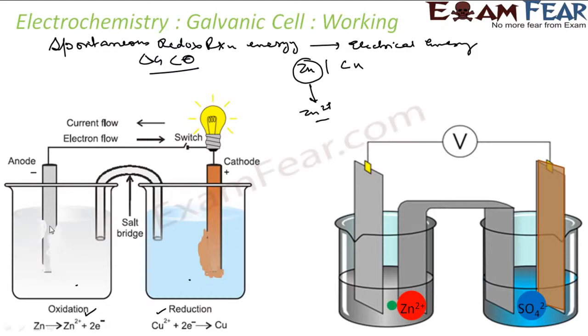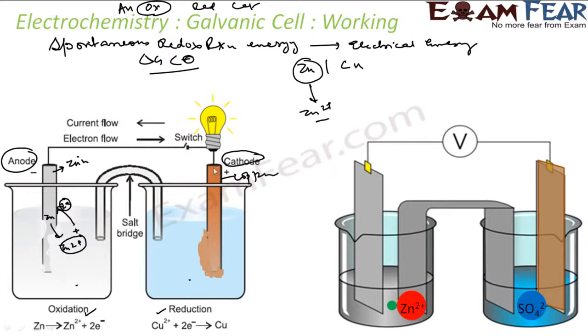So this is my zinc, and this is my copper. Now zinc becomes Zn2+, and it gives 2 electrons here, correct? Zinc becomes Zn2+ and 2 electrons. So what happens is oxidation. This is oxidation. I told you, an ox, red cat. Oxidation means anode. So this becomes the anode. So obviously this becomes the cathode, right?